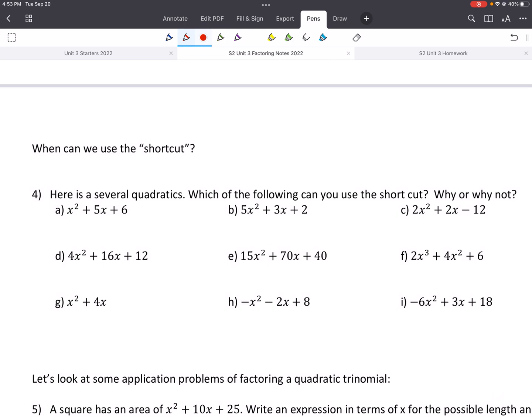So on your homework, you're going to have problems that you've seen in 3.1, 3.2, and 3.3. So they're all going to be mixed up. So it's important to be able to tell when we can use the shortcut. All right, so why don't you pause, spend a minute or two looking at these problems and see if you can figure out when we can use the shortcut.